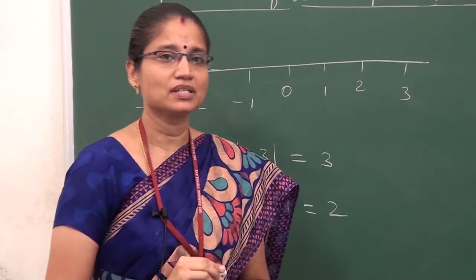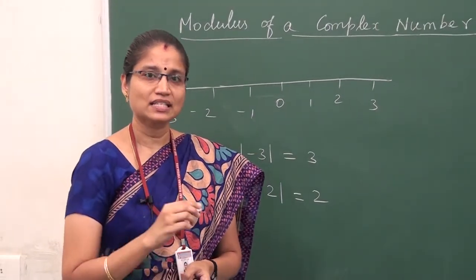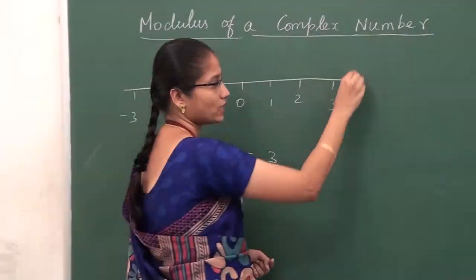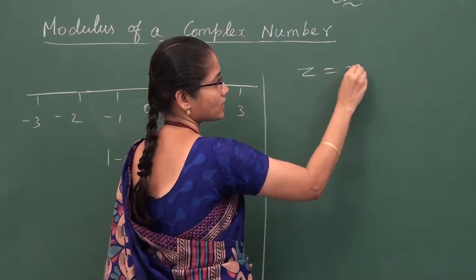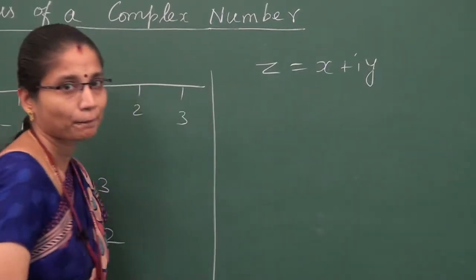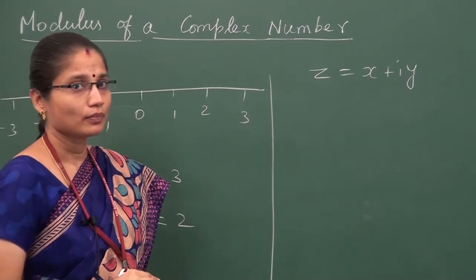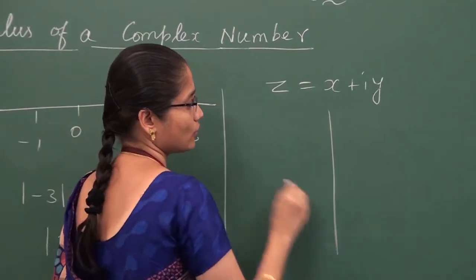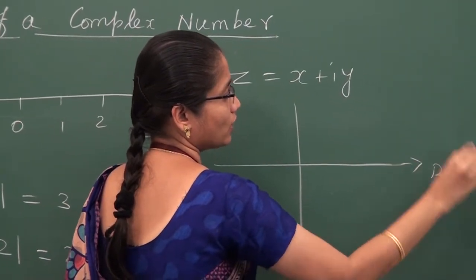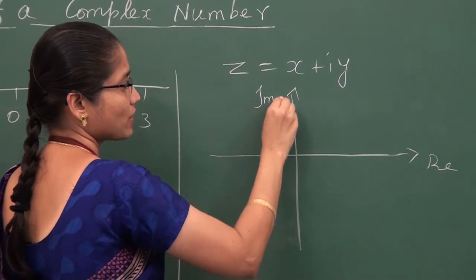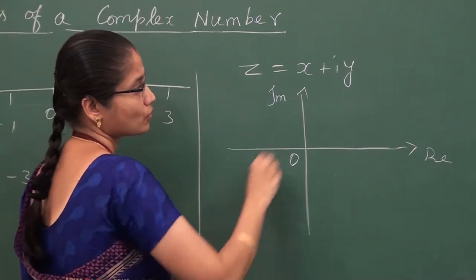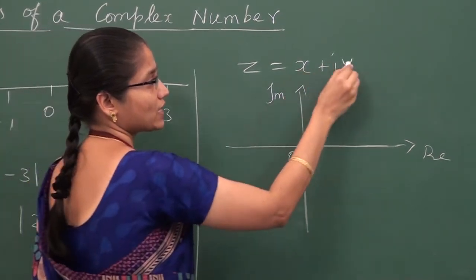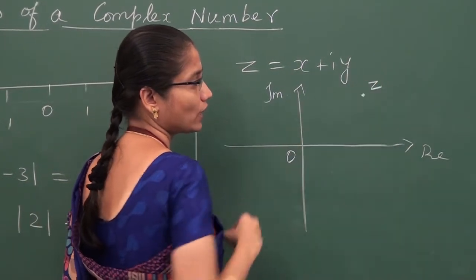In complex numbers also, modulus means the distance of that number from the origin, the very same concept. Now let us consider a complex number z equal to x plus iy. We know that we can plot a complex number as a point in an Argand plane. So let us consider an Argand plane. This is our real axis and this is the imaginary axis. Here both real and imaginary parts are positive, so this point lies in the first quadrant. So this is our z.